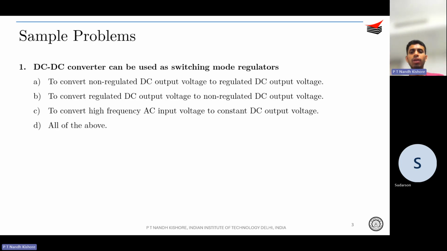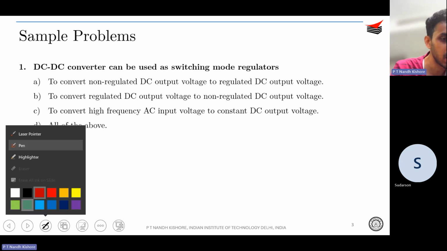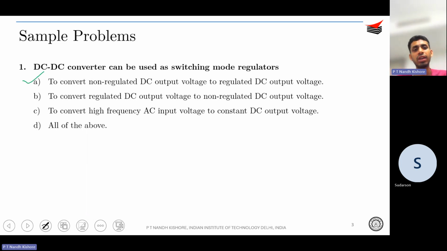First things first: DC-DC converters can be used as switching mode regulators for dash. To convert non-regulated DC output voltage to regulated DC output, to convert regulated to non-regulated, to convert high frequency AC to constant DC output, or all of the above. I guess this is a very simple question. The answer is, of course, A, that is to convert non-regulated DC output voltage into a regulated DC output voltage. That's the essence of whatever you have been studying so far, right?